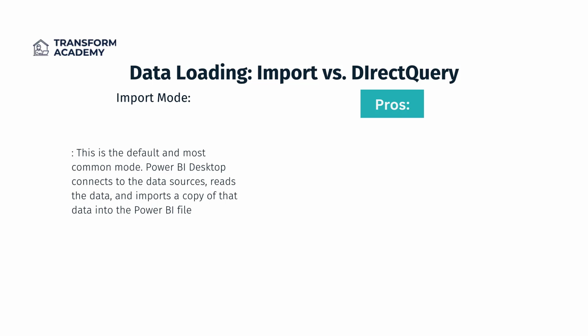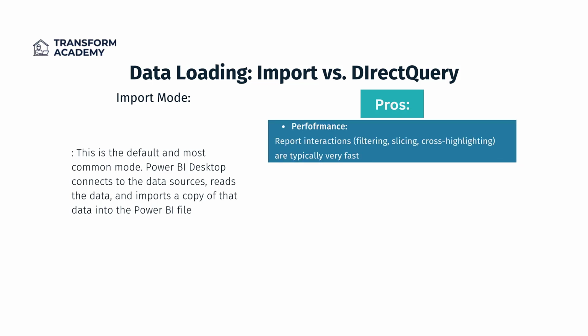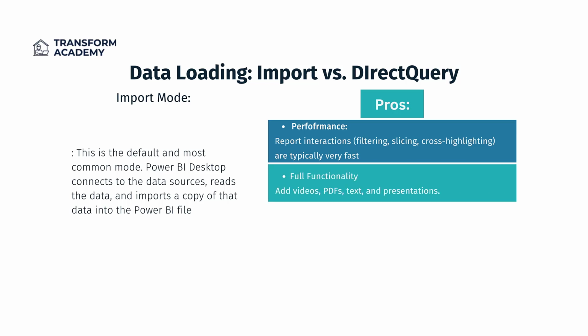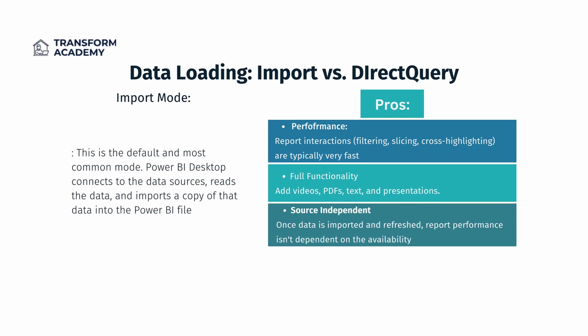Pros of import mode. Performance. Report interactions, that is, filtering, slicing, and cross-highlighting, are typically very fast because queries run against the highly optimized in-memory VertiPaq engine storing the imported data. Full functionality. Supports the full range of Power Query transformations and DAX functions. Source independence. Once data is imported and refreshed, report performance isn't dependent on the availability or speed of the original source system.